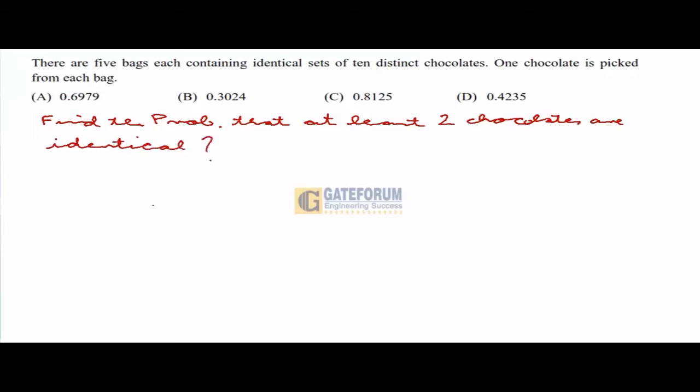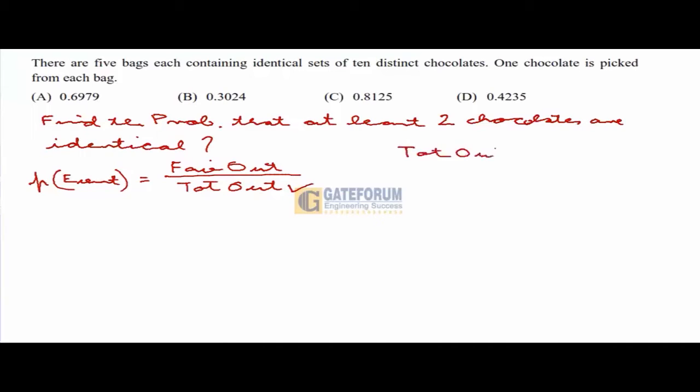Find the probability that at least two chocolates are identical. How do we do that? First of all, we all know that probability of any event is nothing but favorable outcome divided by total outcome. So first let us find the total outcome. So what will be the total outcome?